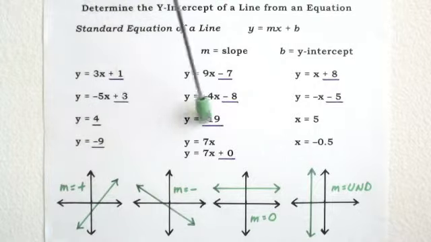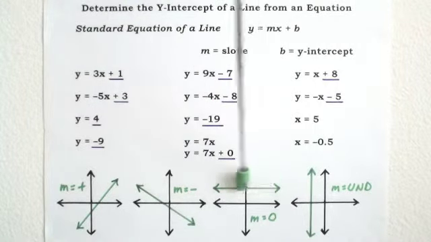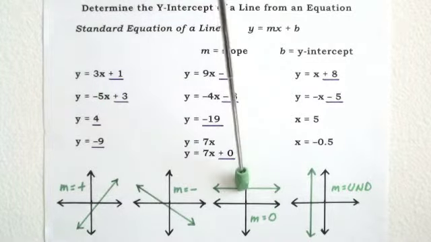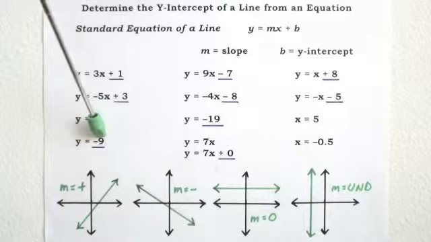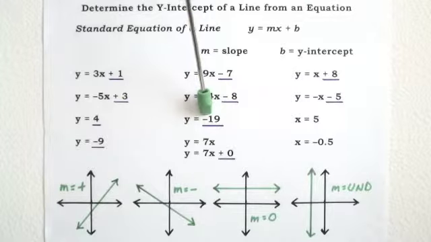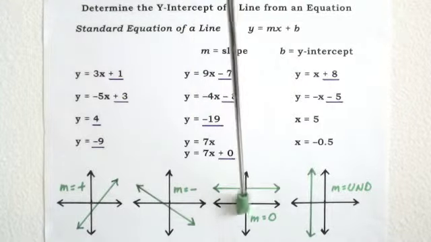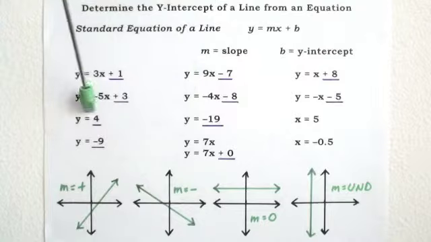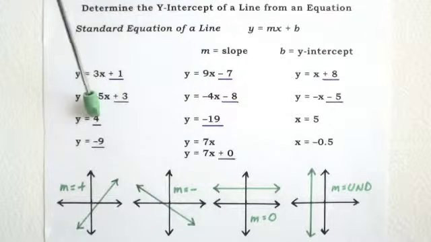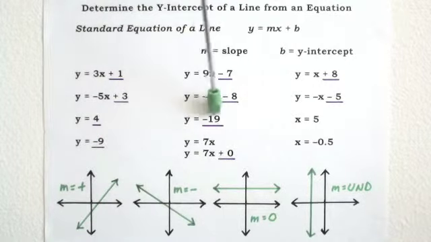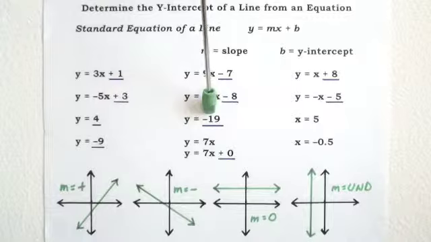So all of these are horizontal lines. They look just like this line. The only difference is this one crosses the y-axis at 4. This one crosses the y-axis somewhere down here at -9. And this one crosses the y-axis somewhere down here at -19. So where you cross the y-axis is the y-intercept. So 4 is the y-intercept of this line. -9 is the y-intercept of this line. -19 is the y-intercept of this line.